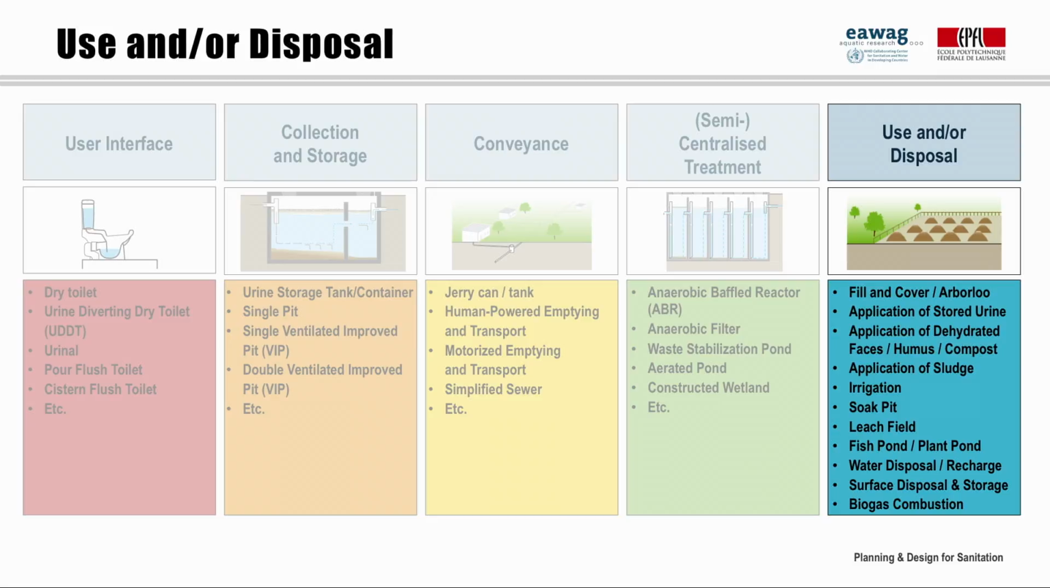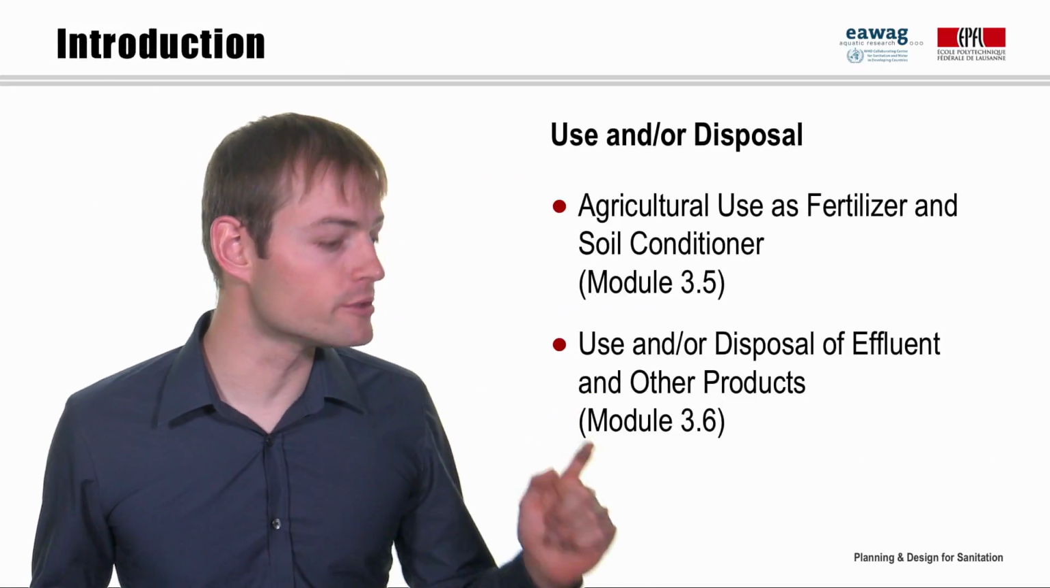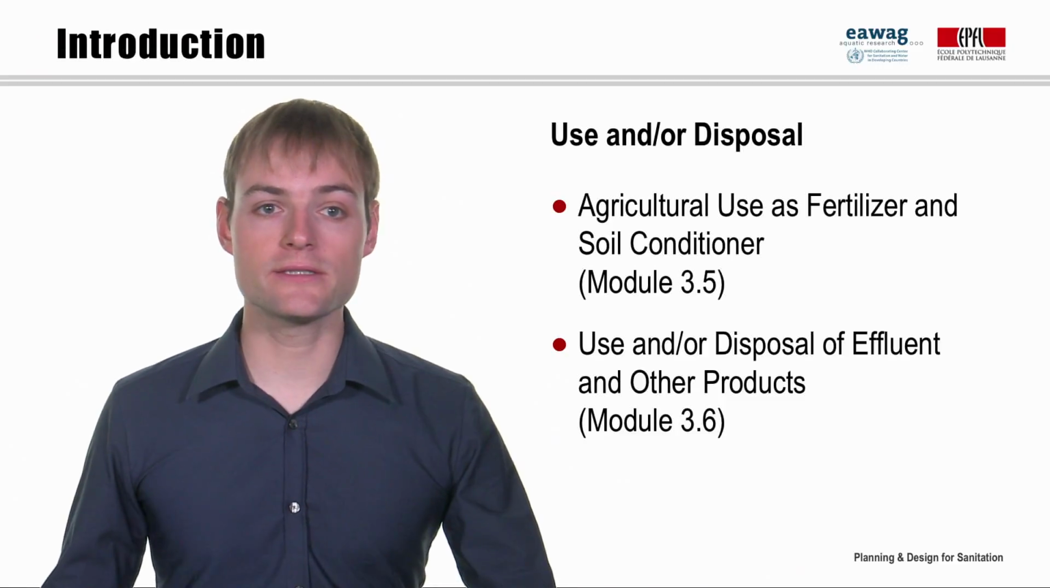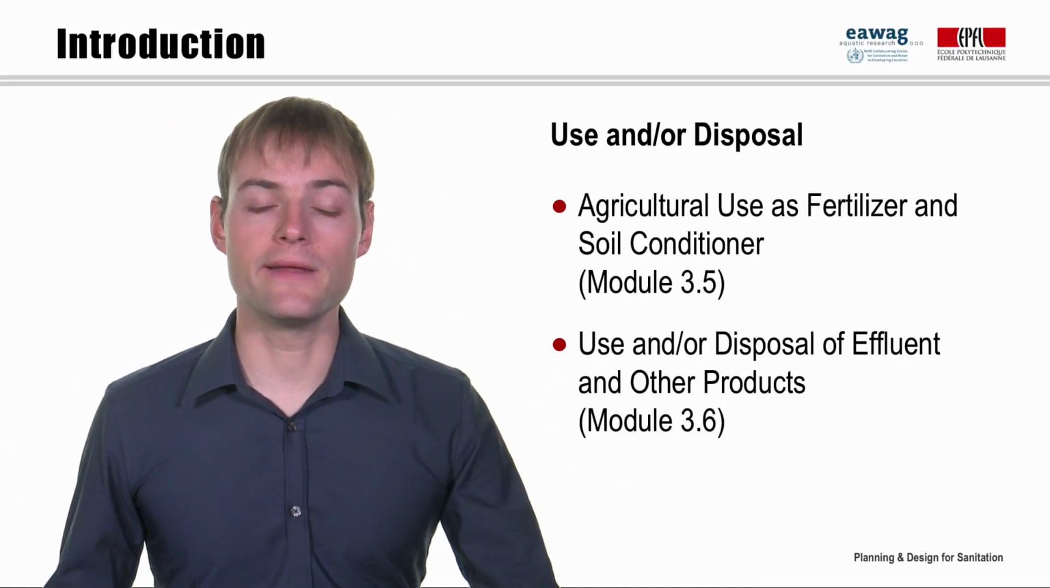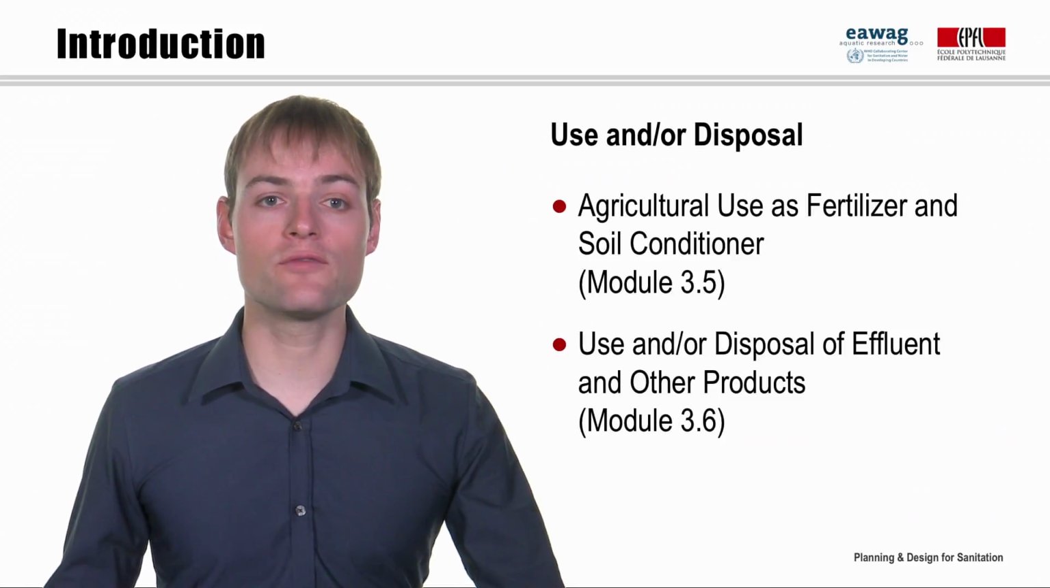We have now arrived at the last functional group, which describes the technologies for use or disposal of the sanitation end products. The use and disposal technologies are split in two modules. Now I will discuss the use of products as fertilizers and soil conditioners, and in the following lecture we will be looking at what can be done with effluent and other products.